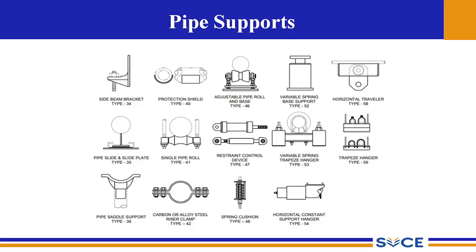Then type 35 is a pipe slide and a slide plate kind of an arrangement. So it can have a support with horizontal movements, and there is a very low coefficient of friction on the horizontal movement. So this is a kind of sliding plate where very low coefficient of friction is present. So the pipes can easily move along the horizontal direction, and it can be used as a guide rather than a support. Next is a pipe saddle support, type 36.